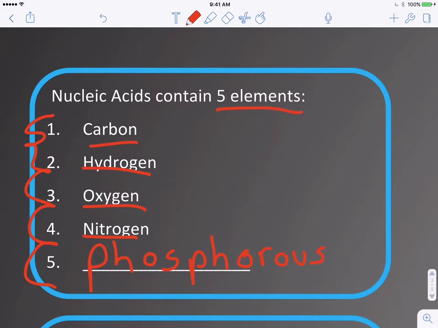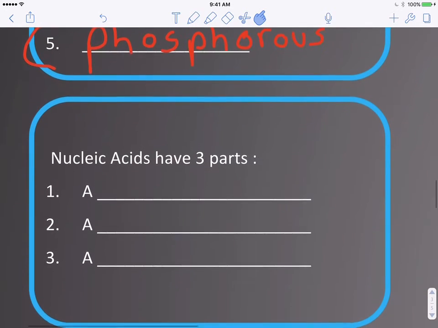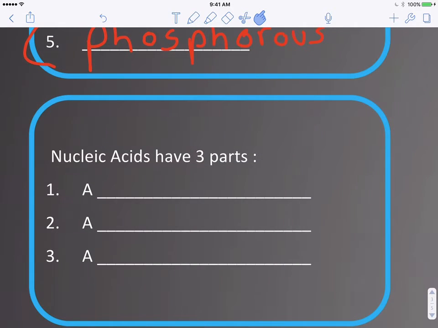So these nucleic acids contain all of the elements that we've talked about previously, in addition to what we're going to be calling a phosphate group. Okay? And so nucleic acids have three parts. They have a nitrogen group, which is called, weirdly enough, a base.